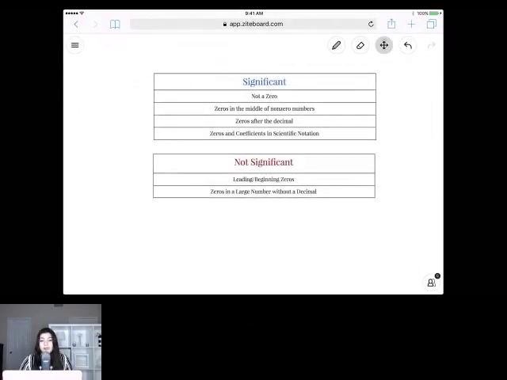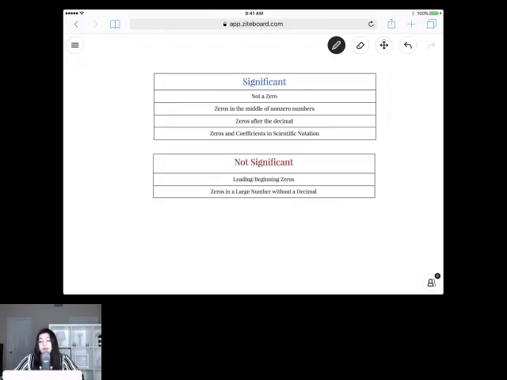So starting with those pesky sig figs, everyone's favorite, right? Not mine. Let's just go over the rules real quick once again. So just remembering our sig fig rules. How many people remember sig fig rules? Yes? I hope so.